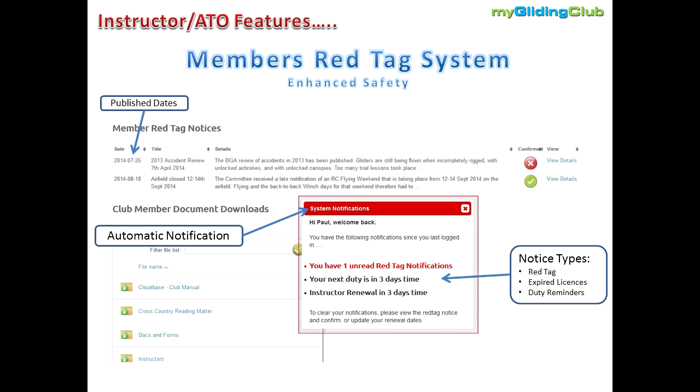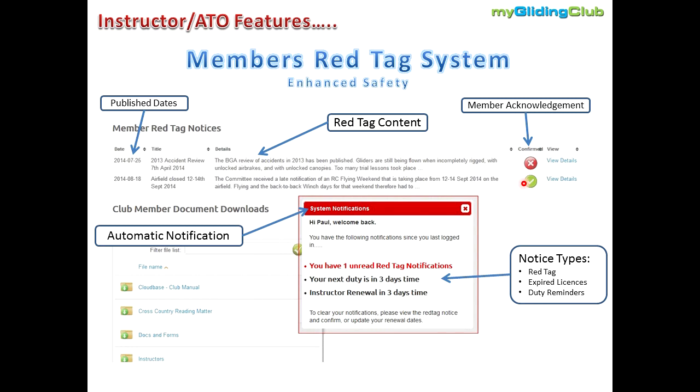The red tag can be published between certain dates and will only be active during those dates. And the content is normal word processor type content, so you can copy and paste from Word and articles and what have you. This is where the member acknowledges that he's read the red tag. Over here you can see there's a red one and there's a green one. The green one means that I have acknowledged that. The red one means I have not acknowledged it yet. And these notifications are also sent via email.